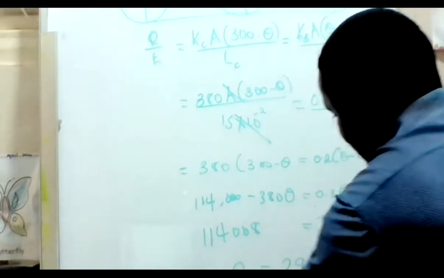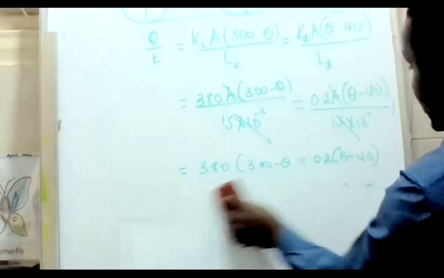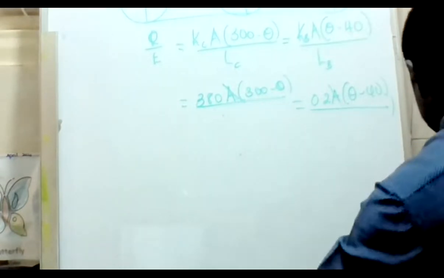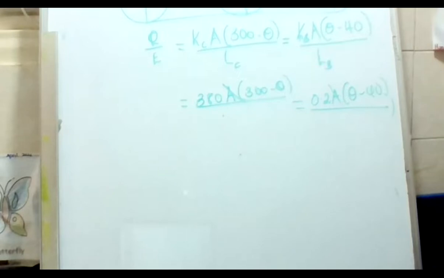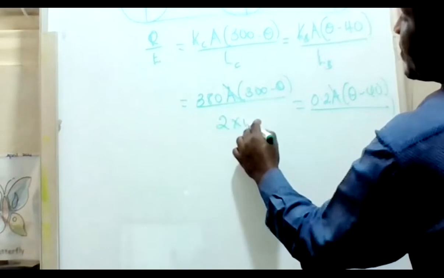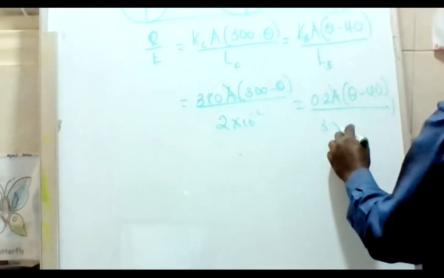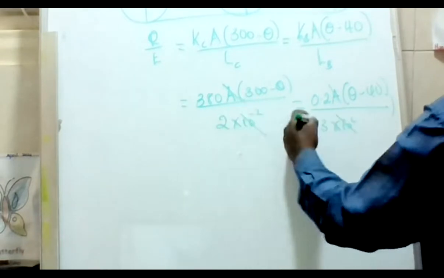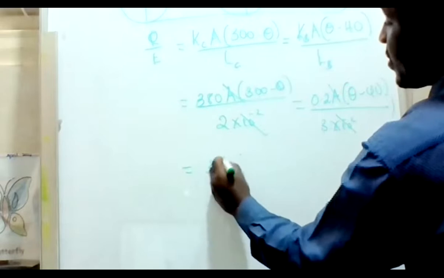Okay, I think it's not the same. There is some error here. Let's try to correct it. They are not the same length. The thickness of the copper is 2 meters, and this one is 3 centimeters. The 10 to the negative 2 can go with this one.